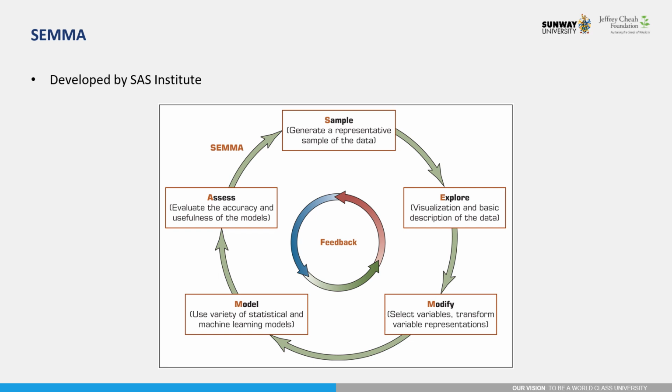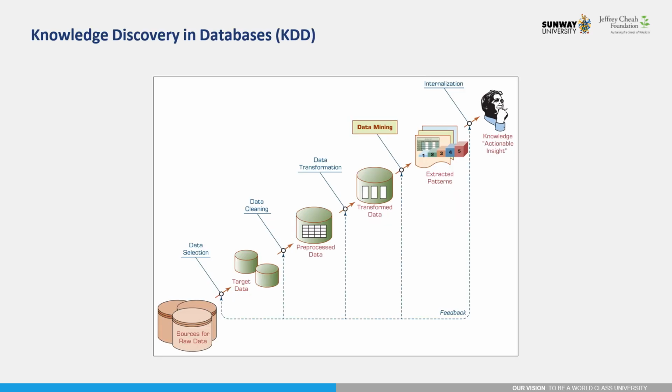If the output is not significant, again we will come back to taking a sample, and then explore, modify, model, and assess. If the next step is significant, then of course we can deploy. This is the round feedback system and how it works. SEMMA is a famous method of the data mining process.